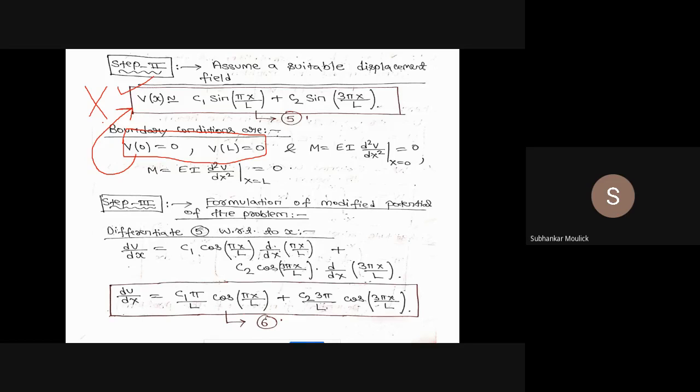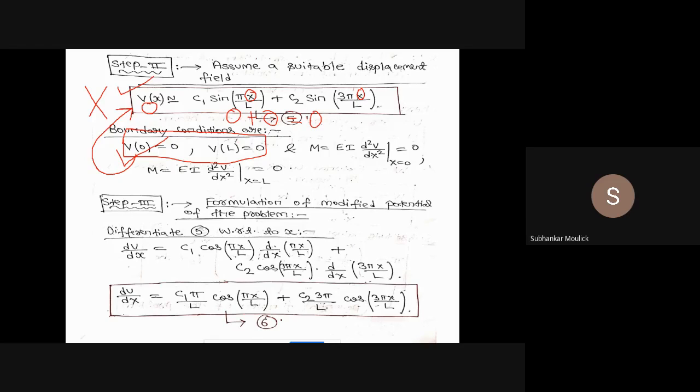That means the value of displacement v will be 0 when x is 0. When x is 0, sine 0 is 0 plus sine of 3 pi times 0. Again sine of 0 is 0. So the entire term is 0. So this boundary condition is satisfied.